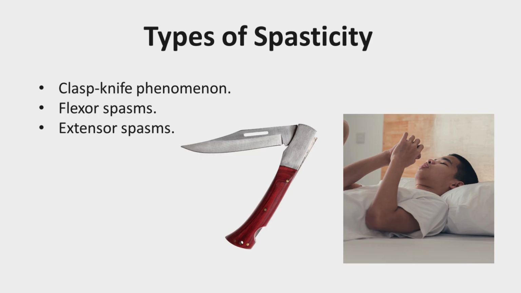This slide focuses on the types of spasticity. It mentions the clasp knife phenomenon, which is a characteristic resistance that suddenly releases, and also notes the presence of flexor and extensor spasms. The image of a folding knife is likely used to illustrate the clasp knife phenomenon, where initial resistance gives way to sudden relaxation. This slide provides key characteristics to help identify spasticity in a clinical setting.